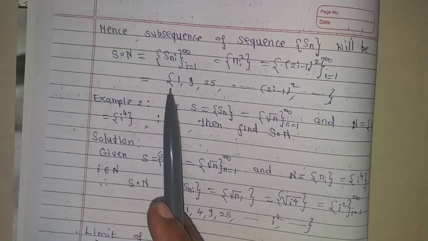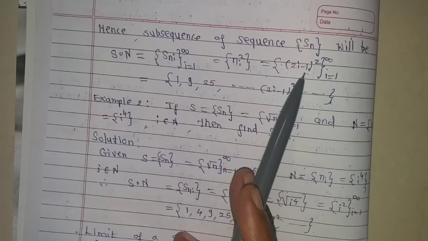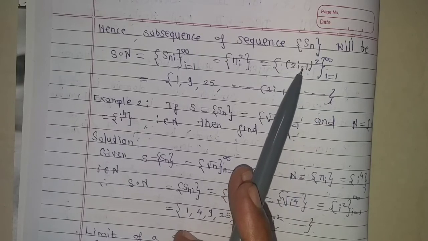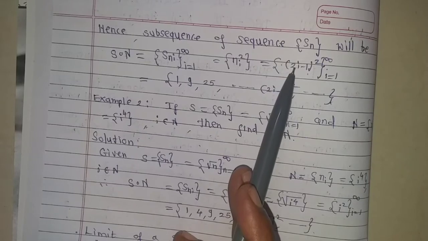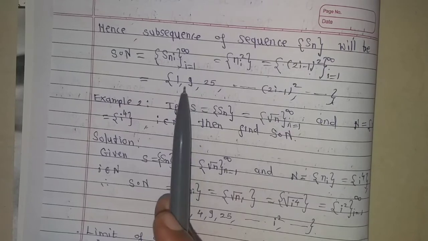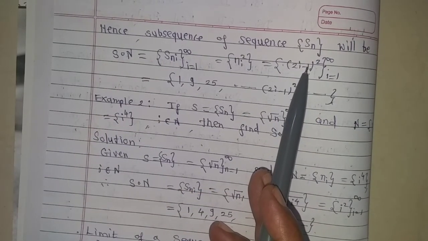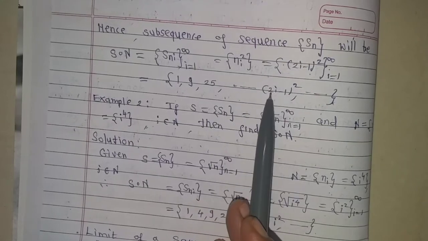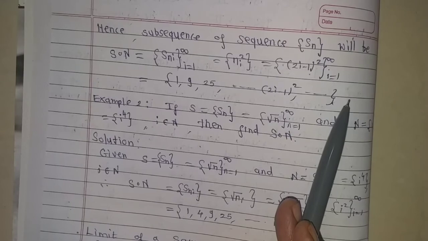Since we have given this term, bracket complete, i going from 1 to infinity, so that we get S composition N equal to, for i equal to 1 we get 2 minus 1, that is 1 square, that is 1. For i equal to 2 we get 4 minus 1, that is 3 square, that is 9. For i equal to 3 we get 6 minus 1, that is 5 square, that is 25, and so on, and the term is 2i minus 1 bracket square comma dash dash dash.